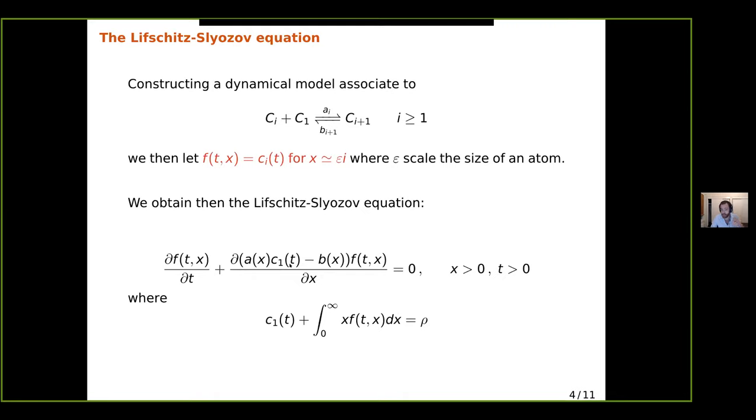c1, that is the quantity of atoms, in fact, the clusters of size one, is given by the mass conservation in the system, that is this equation, where the integral represents, in fact, the total mass of atoms in the system being in the clusters. So this is a constant in the system. So we recover here c1 as a constant minus this integral. So this makes the problem a nonlinear problem, a non-autonomous equation. The equation is defined on the half line because it is just defined for x positive, for the positive size, and for time.